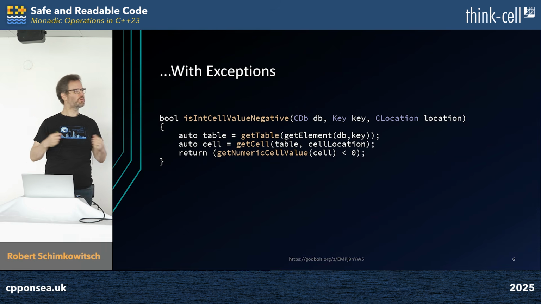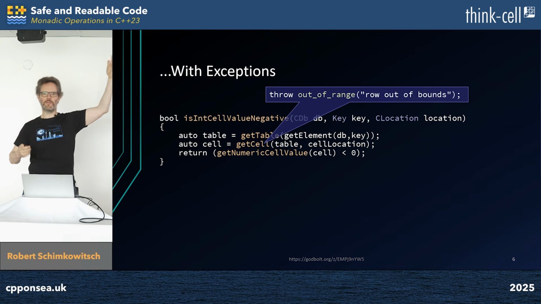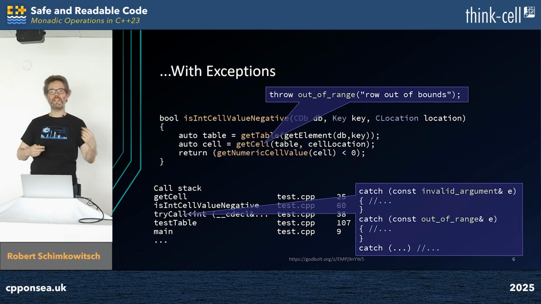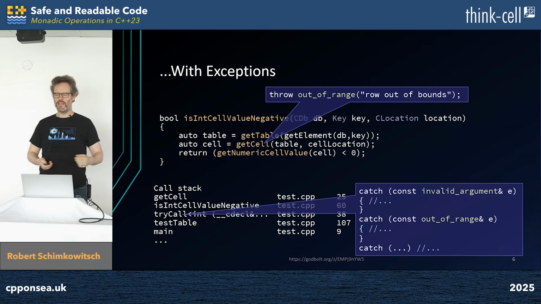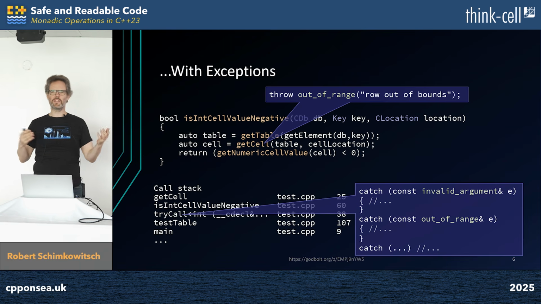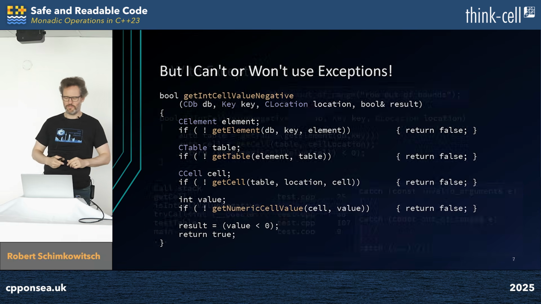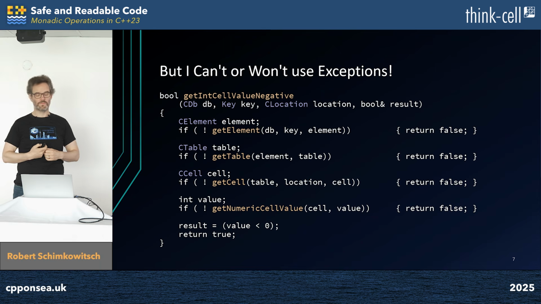Use exceptions, and you could have something like this. Except you have to throw somewhere up the call stack, you have to catch somewhere down the call stack, and if you forget to catch, you crash. And also, should we use exceptions for domain errors? There's some discussion around that. So maybe you can't or you don't want to use exceptions, at least for this piece of code. So what else could we do?